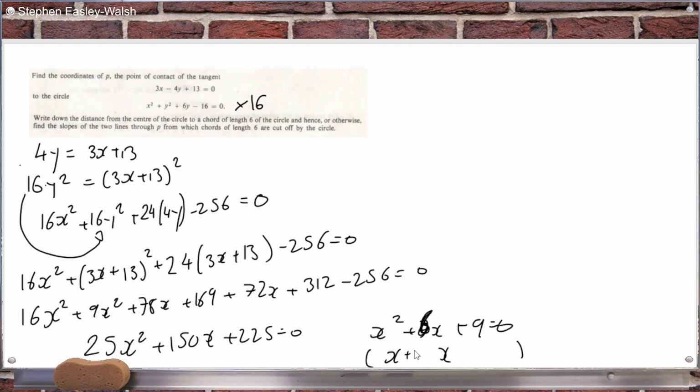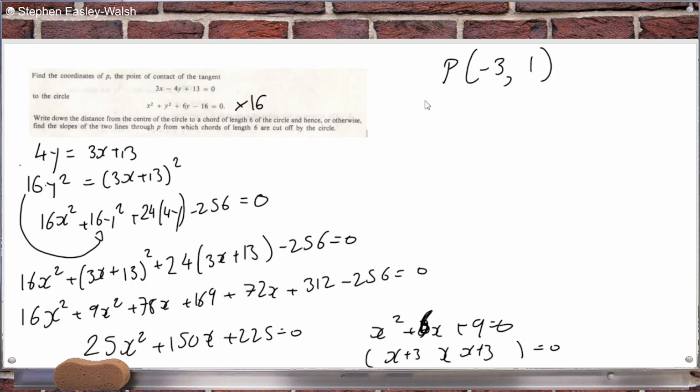That's better because that means it's (x plus 3) squared, which it should be because it's a tangent. So it means the x is minus 3. And then you can sub that in to get y is 1. So let's test this out. 3 times minus 3 is minus 9. Minus 4 plus 13 is indeed 0. And then 9 plus 1 plus 6 minus 16 is indeed 0. So, yep, that satisfies both of them. So that's the point P.